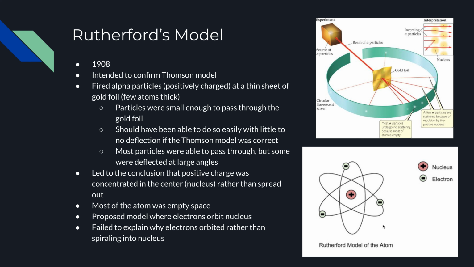came up with shows. It is a model where most of the electrons orbit the nucleus, which is the center of the atom. However, this model had a shortcoming: it failed to explain why electrons orbited rather than spiraling into the nucleus.